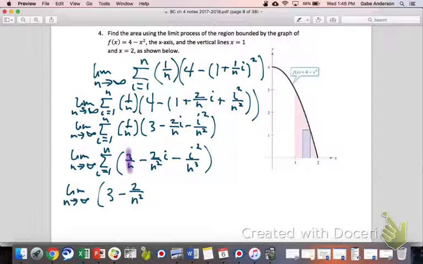So, 3 minus 2 over n squared. And here we're going to be summing i. This is Gauss's little formula, or he's credited with this: the summation from i equals 1 to n of just i integers is n times n plus 1 over 2. Can I distribute the n? Would that be okay? So n times n plus 1 would be n squared plus n over 2.